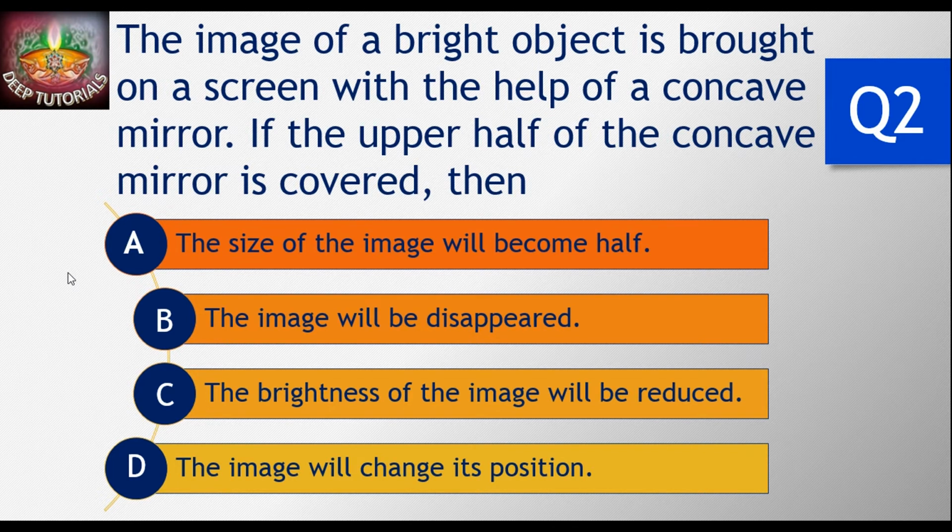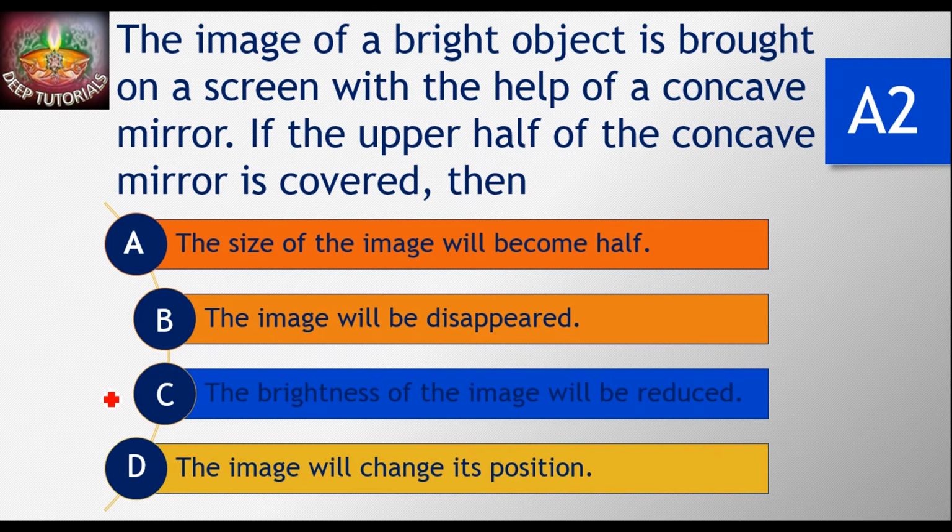the concave mirror, and they are reflected n times. But if part of the concave mirror is covered, then only a few of the rays get reflected by the concave mirror, and hence the image will be formed, but the brightness of the image will be considerably reduced. Hence the correct option is C.